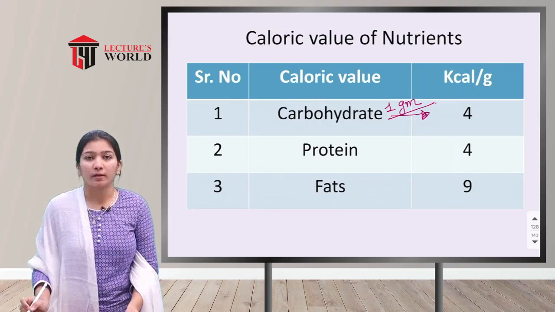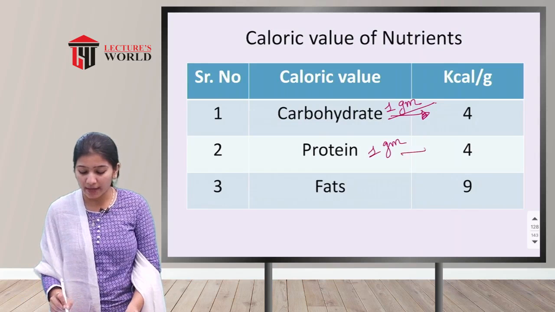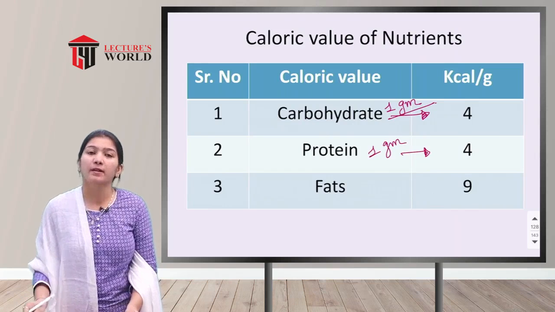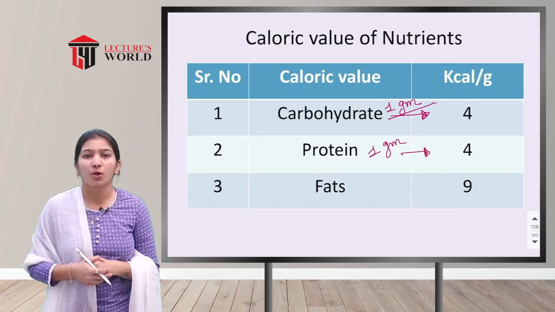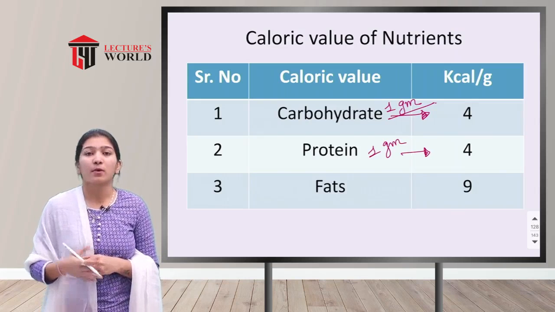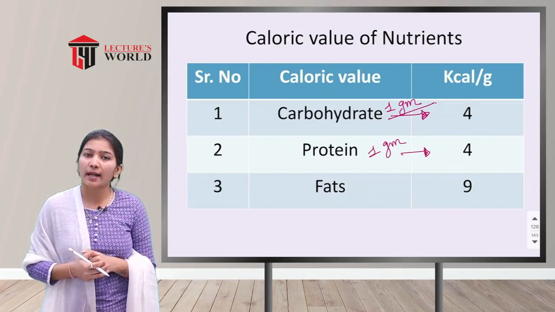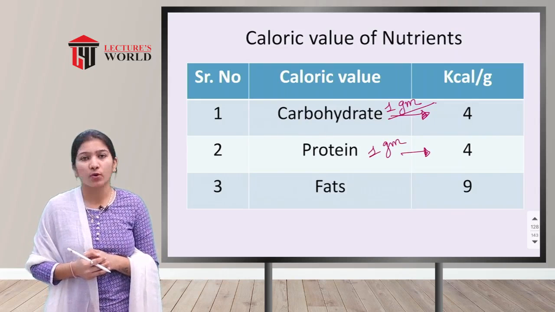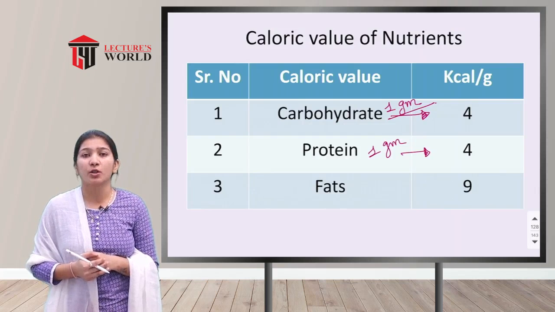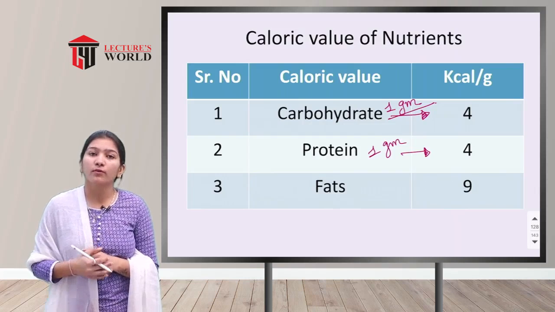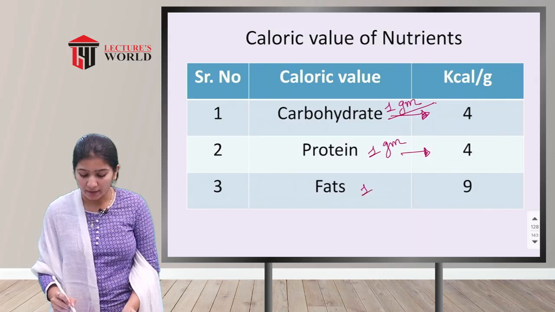Second one is protein. If you are having 1 gram of protein, you will get 4 kilocalories, same as carbohydrate. Carbohydrate and protein give the same amount of energy to your body. Consumption of 1 gram of carbohydrate and 1 gram of protein both give 4 kilocalories. And another one is fat.